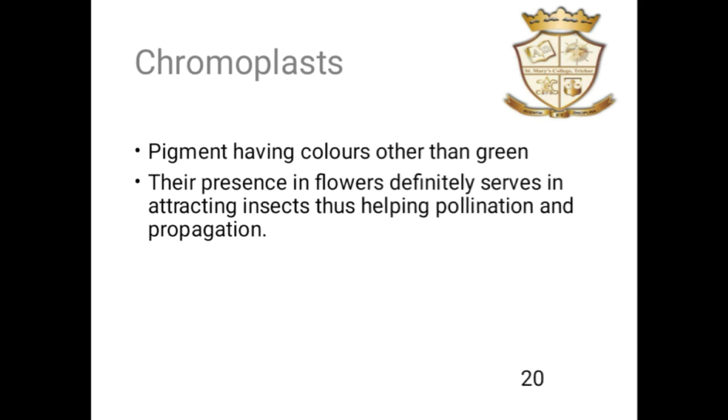Then the last one is chromoplast. Chromoplasts contain pigments with colors other than green, such as red. These pigments in flowers serve to attract insects, which helps pollination and propagation. So these are the chromoplasts present in flowers for the attraction of insects.